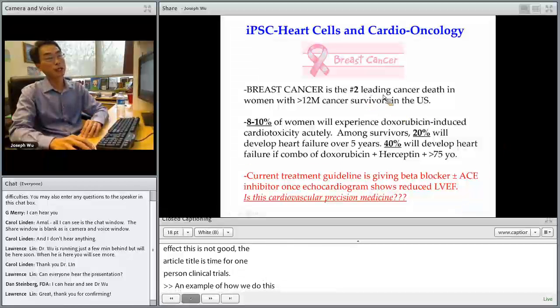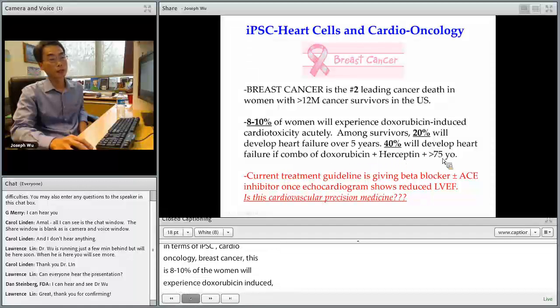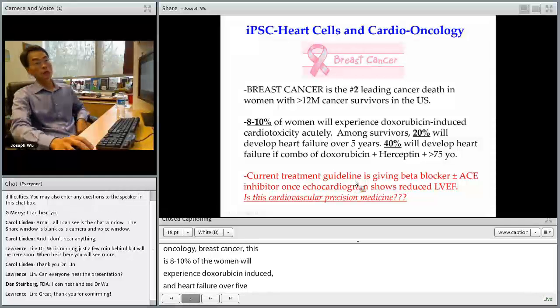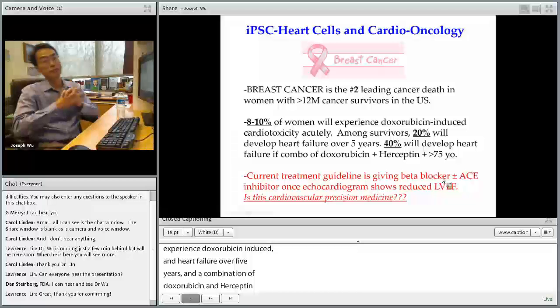This is the second leading cause of cancer death in women, with 12 million cancer survivors in the U.S. 8 to 10% of women will experience doxorubicin-induced cardiac toxicity acutely. Among the survivors, 20% would develop heart failure over 5 years, and 40% would develop heart failure if there's a combination of doxorubicin, Herceptin, and age over 75. The current treatment guideline for cardiologists is to give a beta blocker plus or minus an ACE inhibitor once the echocardiogram shows reduced LVEF. So this is actually not very satisfying as well, right?